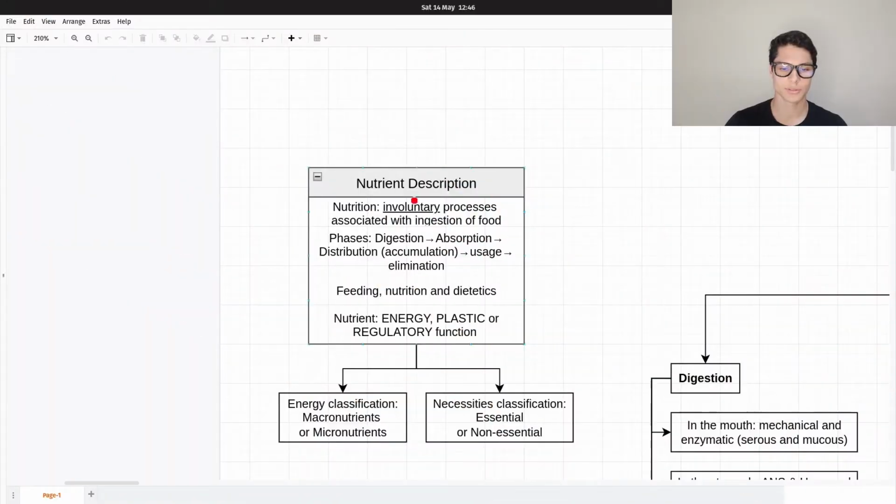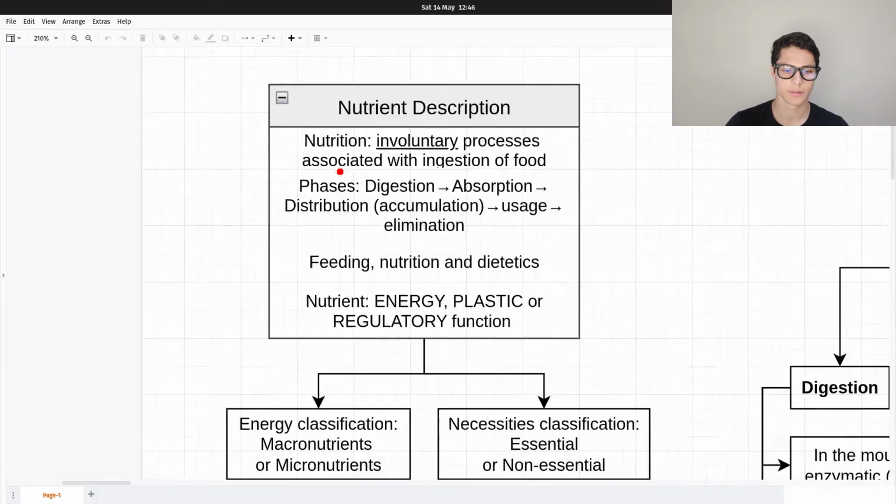This is going to be a new series of videos in which we are going to discuss what nutrients are and the fundamentals of the nutrients in depth. This is the first video, and in this one we are going to view what nutrition is, what we understand as nutrition, and what the nutrition stages are. Let's begin. Nutrient description.